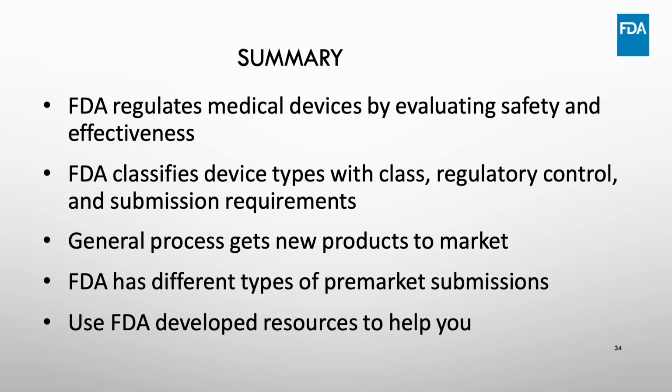This brings us to the summary. Let's recap what we covered in this module. First, we learned that FDA regulates medical devices by evaluating their safety and effectiveness. FDA classifies device types and assigns them to classes with regulatory controls and submission requirements. There is a general process of getting new products to the market, and we identified different types of regulatory submissions.